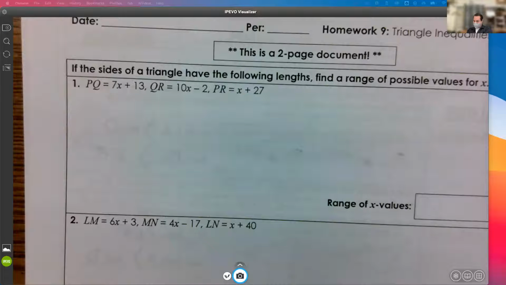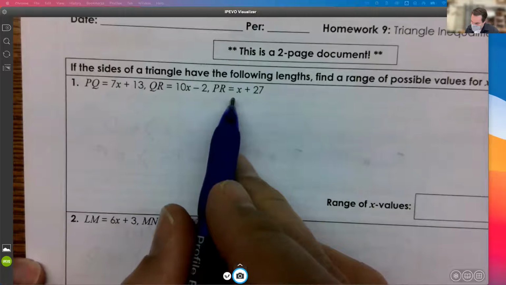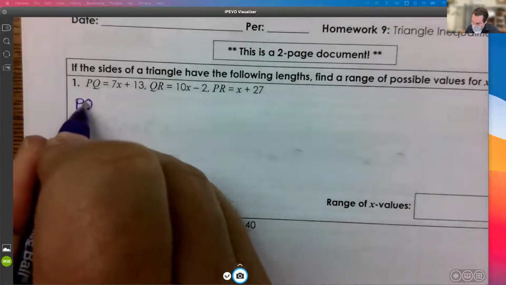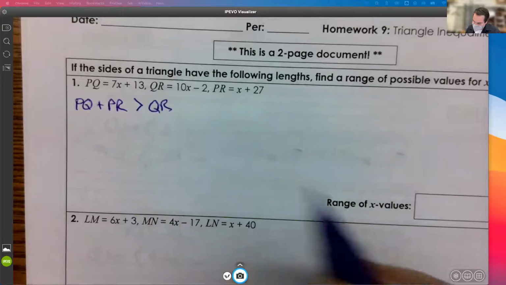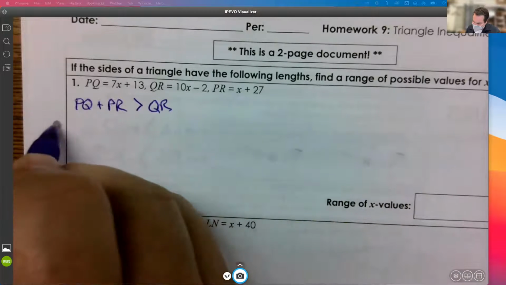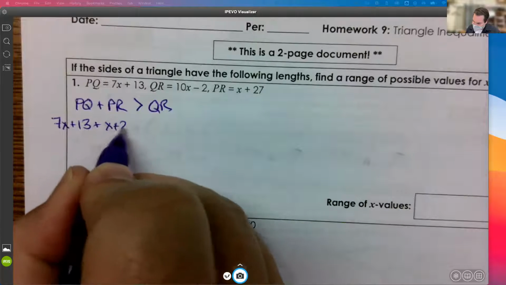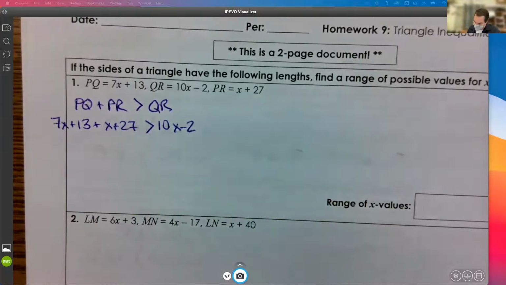It's not like angles. But what we said before is that we know that the 2 smaller ones have to add up to be bigger than the largest one. Which one do you think is the largest? QR? Okay, let's pretend that QR is the largest. That means that PQ plus PR has to be bigger than QR. So let's substitute 7x plus 13 plus x plus 27 is greater than 10x minus 2.